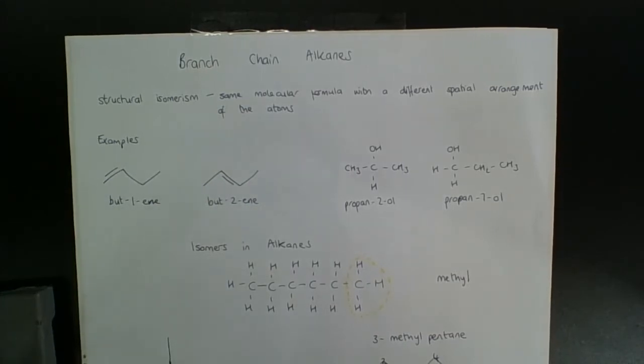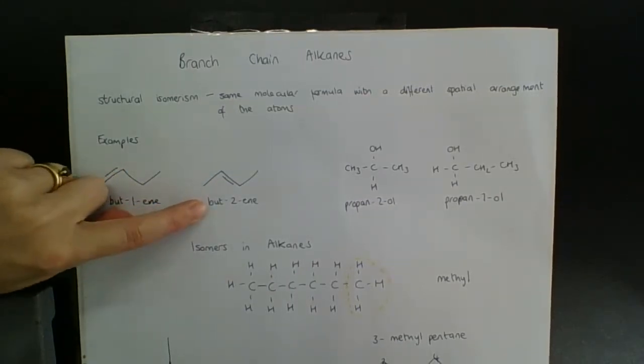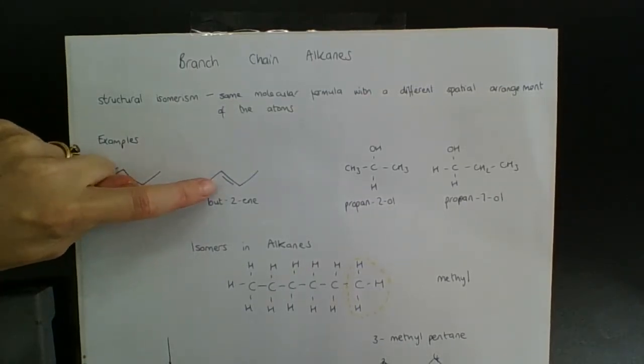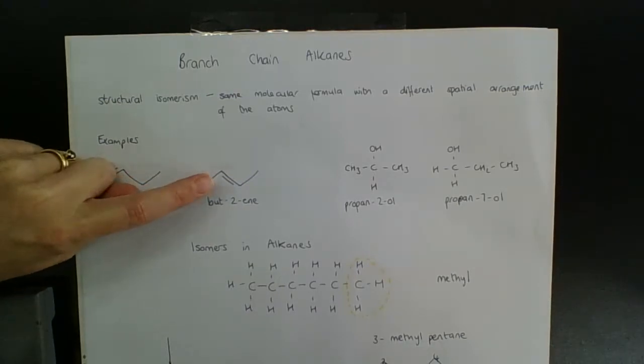Okay, so this video is about structural isomerism and branch chain isomers. Structural isomerism is when you have the same molecular formula, so the same number of carbons and hydrogens, with a different spatial arrangement of the atoms. Some examples that we will have seen are with the alkenes. So we have but-1-ene, and then but-2-ene, and so we've moved the position of the double bond.